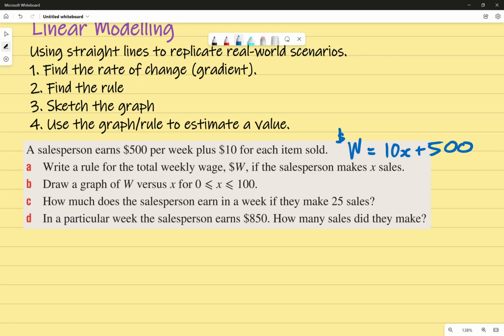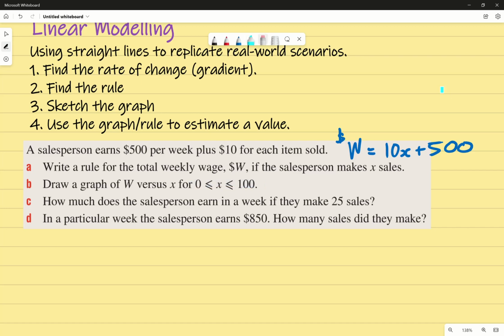Draw a graph of W versus X for 0 to X to 100. Now, what does this mean? You will see this a lot in this exercise. What does that mean in words? So we know that X is the number of items. Yes, Abby? 0 is smaller than or equal to X, which is smaller than or equal to 100.